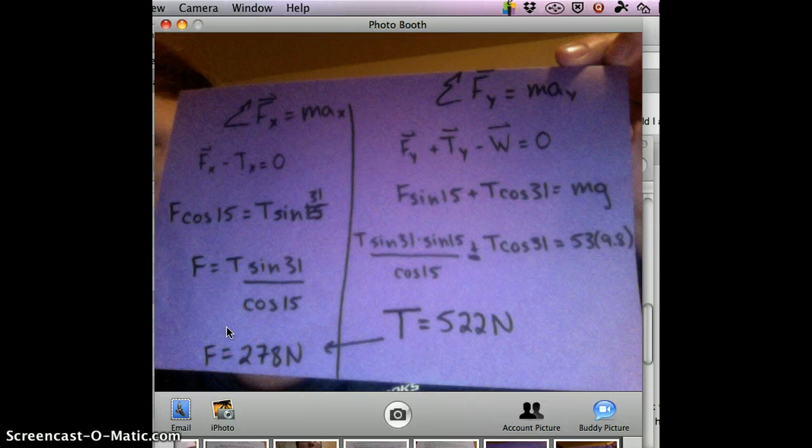So this is a good problem, because each time you solve one of these problems, you need to draw a free body diagram, figure out what's in the x direction, what's in the y direction, and then go ahead and apply Newton's second law. After that, it should be an algebra problem. Hope this helps.